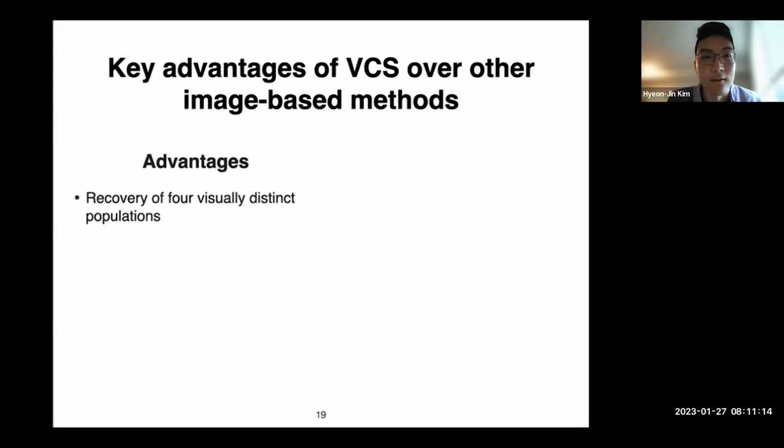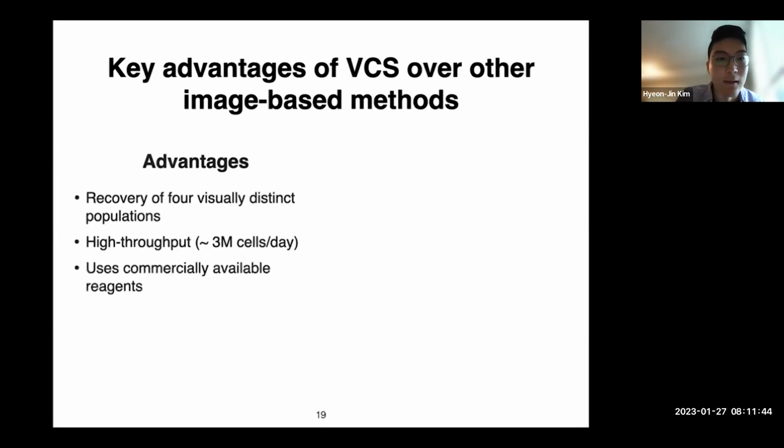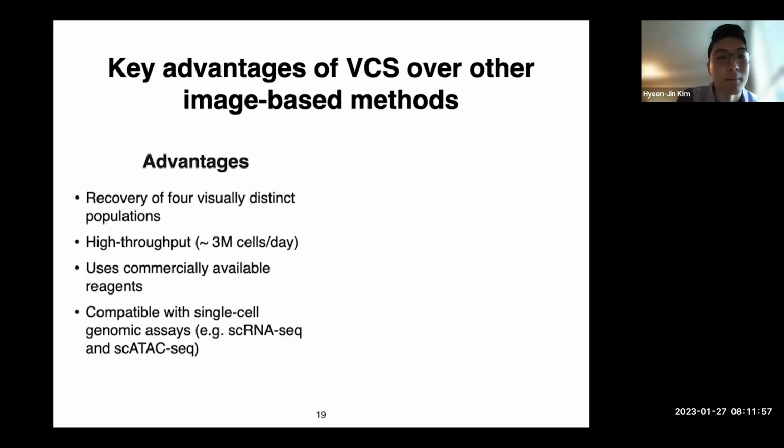So some of the key advantages of visual cell sorting are that you can physically recover visually distinct populations. And the method is pretty fast, so it's high throughput. Depending on what objective you use and what kind of image analysis you do for the activation, but on the faster side, we can phenotype around 2 to 3 million cells per day. And all the hardware and software is from Leica, so it uses commercially available reagents. So if other people want to use it, you can use it. And it's also compatible with single-cell genomic assays after sorting.